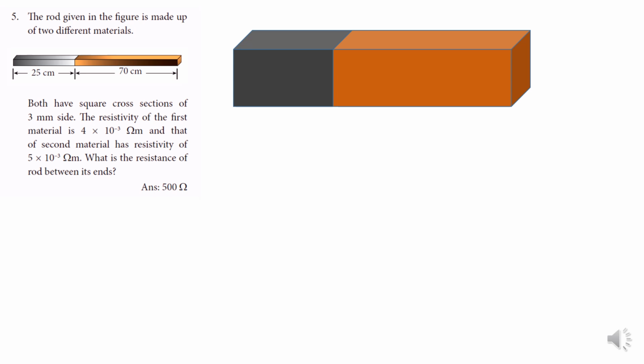Let this be the first material and this be the second material. So the length of this first material is given as 25 centimeter and the length of the second one is 70 centimeter. Both have square cross sections. This is the cut section, which is a square of side 3 mm. What does that mean? This is 3 mm and this is 3 mm.